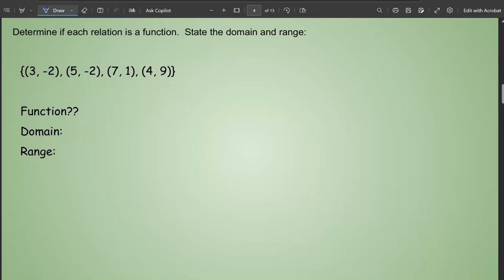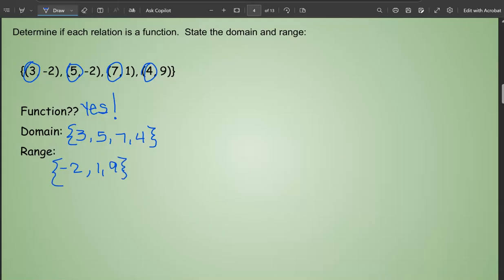Here, is it a function? Let's look at our x values. I have 3, 5, 7, and 4. So none of my x values repeat. So yes, it's a function. My domain is going to be all of my x values, which is 3, 5, 7, and 4. My range are going to be my y values, which is -2. You don't have to write it down twice if it's written twice. So -2, 1, and 9 would be my range. Remember that domain is your x values, range is your y values.